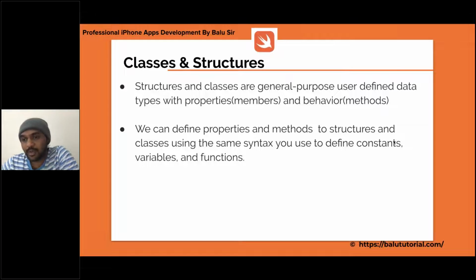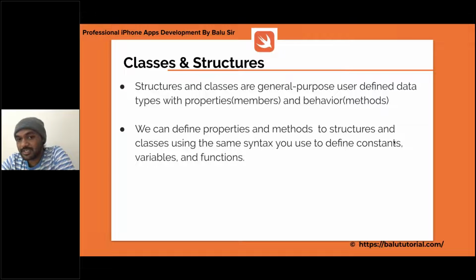But if I want to manage a supermarket data model, or a hospital data model, or a booking data model, or a railway system model, these are all real-time data model structures. To manage real-time data model structures, we have to create our own types. In order to create our own types, we use classes and structures. Structures and classes are general purpose user-defined data types with properties called members and behavior called methods.